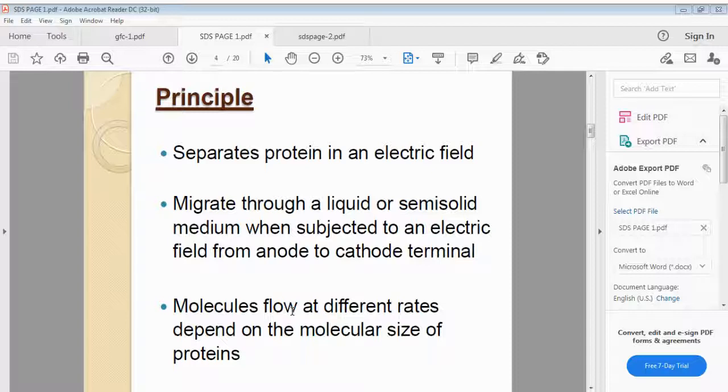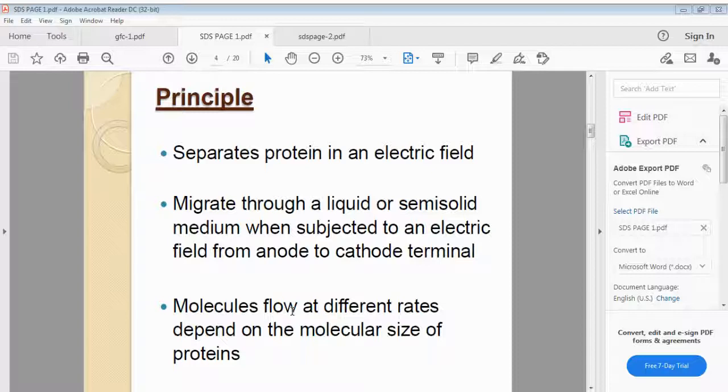So what is SDS? We have seen the full form, sodium dodecyl sulfate. It is an anionic detergent. Anionic means it is a negatively charged detergent. So how does it get attached to the protein molecules? One molecule of SDS can bind to two molecules of amino acids. So suppose a protein is made up of 10 amino acids. Then 5 molecules of SDS can bind to it.